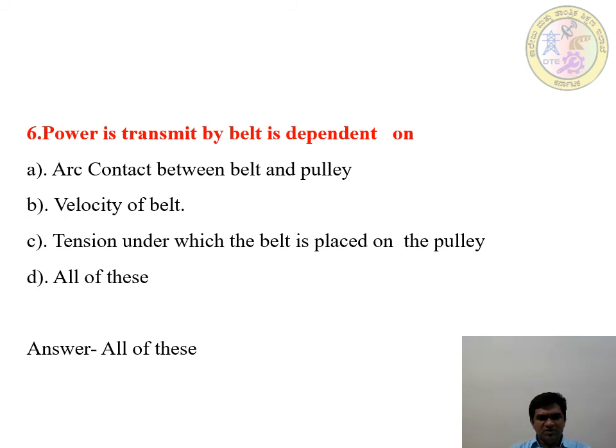Power transmitted by a belt is dependent on arc of contact between belt and pulley, velocity of the belt, tension under which the belt is placed on the pulley, or all of these. So here, all of these: arc of contact between belt and pulley, velocity of the belt, tension under which the belt is placed on the pulley.